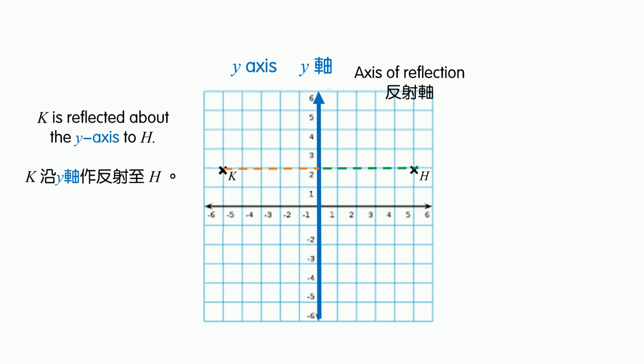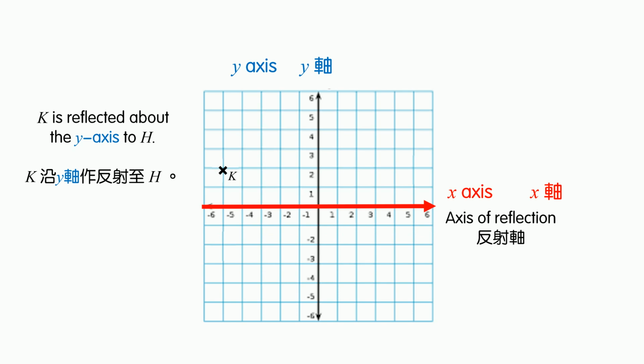This time, if we treat the x-axis as the axis of reflection, K will move to another quadrant. Again, according to the reflection rule, we have to measure the distance between K and the axis of reflection first. This distance remains unchanged. K will move to the point S like this.